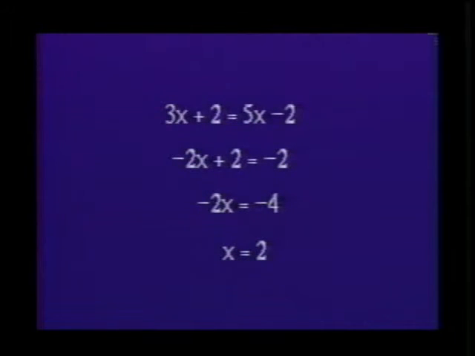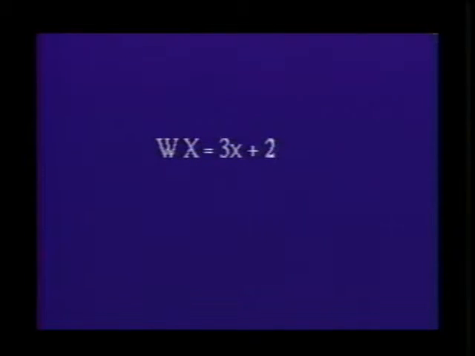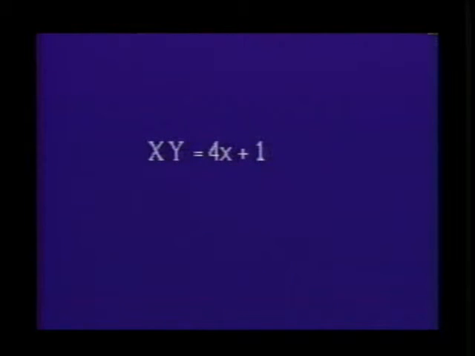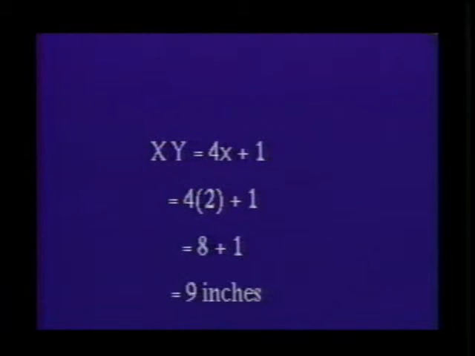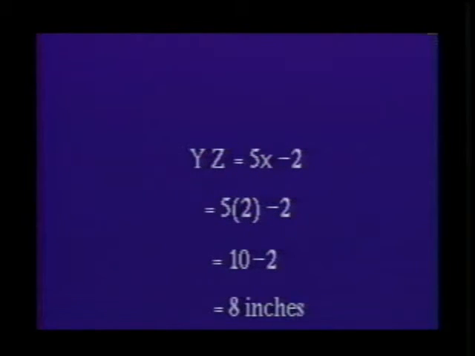Now that we have a value for x, substitute this value of 2 into each expression representing the length of a side of a parallelogram. This gives the length of line segment WX equal to 3x plus 2, which is equal to 3 times 2 plus 2, which is equal to 8 inches. The length of line segment XY is equal to 4x plus 1, which is equal to 4 times 2 plus 1, which is equal to 9 inches. The length of line segment YZ is equal to 5x minus 2, which is equal to 5 times 2 minus 2, which is 8 inches.